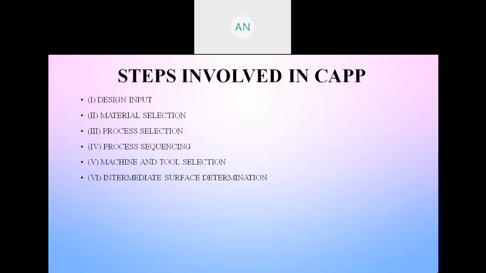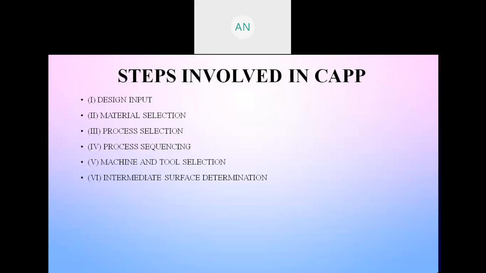So the next one, machine and tool selection. Once the design is frozen, then the material has been properly selected, followed by the process selection, then the sequencing of process has been arranged properly. Finally, they will go for the machine and tool selection. So what is the type of machine I am going to use and what is the type of tool which I am going to implement on this machine.